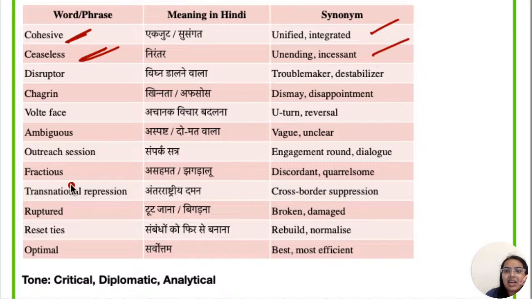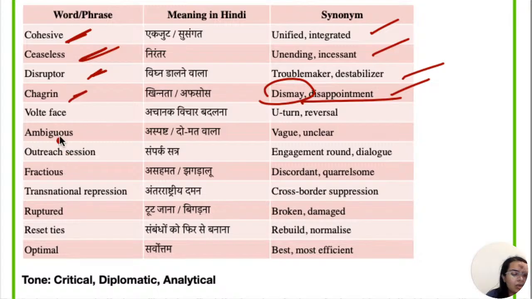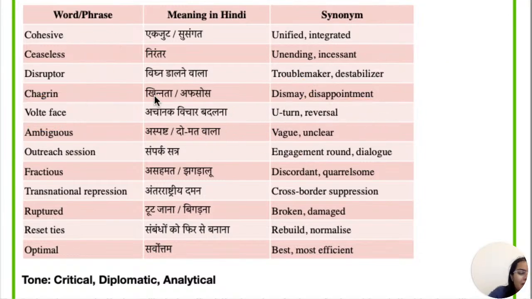Ceaseless is unending, incessant, लगातार चलता जा रहा. Disruptor is a troublemaker, destabilizer. Chagrin is dismay, हमें अफसोस है, disappointment है, क्यों ऐसा हुआ, क्यों नहीं हुआ. This is once again volte face. I told you, U-turn, reversal, अचानक से बदल जाना behavior में, thoughts में, decision में.